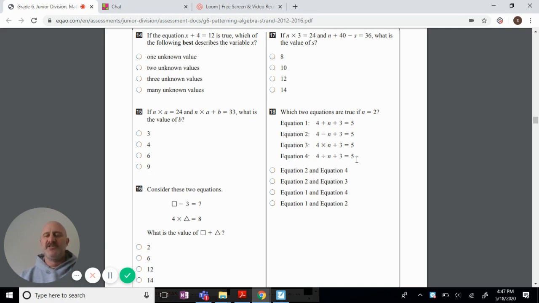4 divided by n plus 3, this is where we would use BEDMAS, okay? And we would know that 4 divided by 2 is 2, and then 2 plus 3 equals 5. So equation 2 and 4 are true if n equals 2. And that's how order of operations helps you, okay?